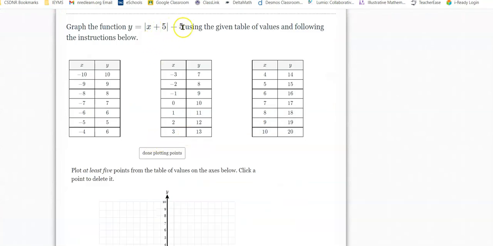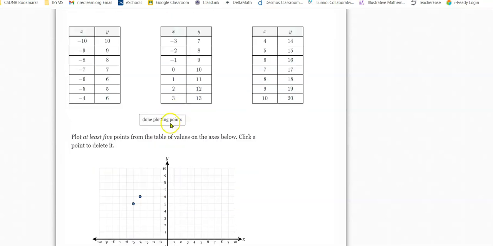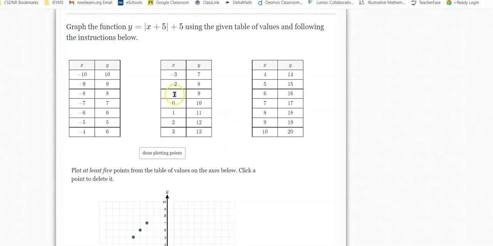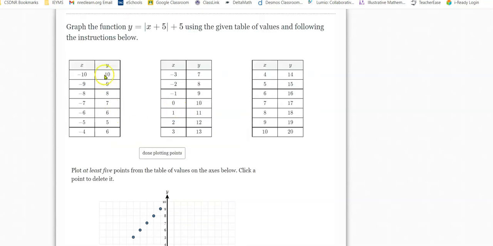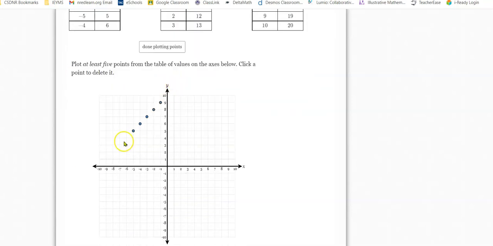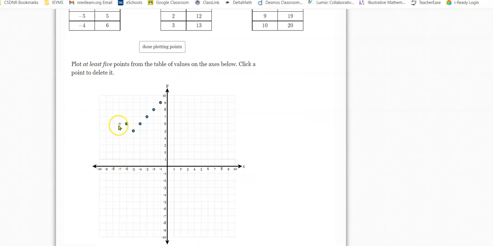You're going to do the same with absolute value functions. This is to get you used to learning the shapes. So I'm going to plot here -5, 5, -4, 6, -3, 7, -2, 8, -1, 9. Now I know that an absolute value function is not a straight line, so I'm going to go back and graph some of these other points because I should get a V shape here. -6, 6, -7, 7. There it is. There's that V shape I was looking for.